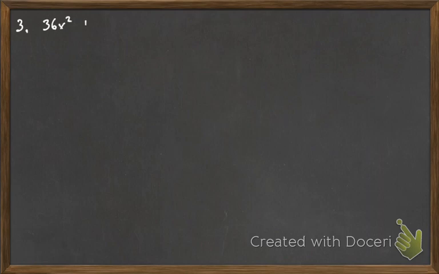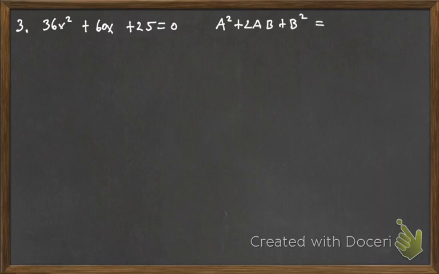So number 3, we have 36x squared plus 60x plus 25 is equal to 0. This is the perfect square trinomial, a squared plus 2ab plus b squared. So what I look for is 36 and 25. Those are both perfect squares. Now, to make 36, I need a 6, and to make the 25, I need a 5, okay? And then we'll just put in the variable, the x on the 6 there.